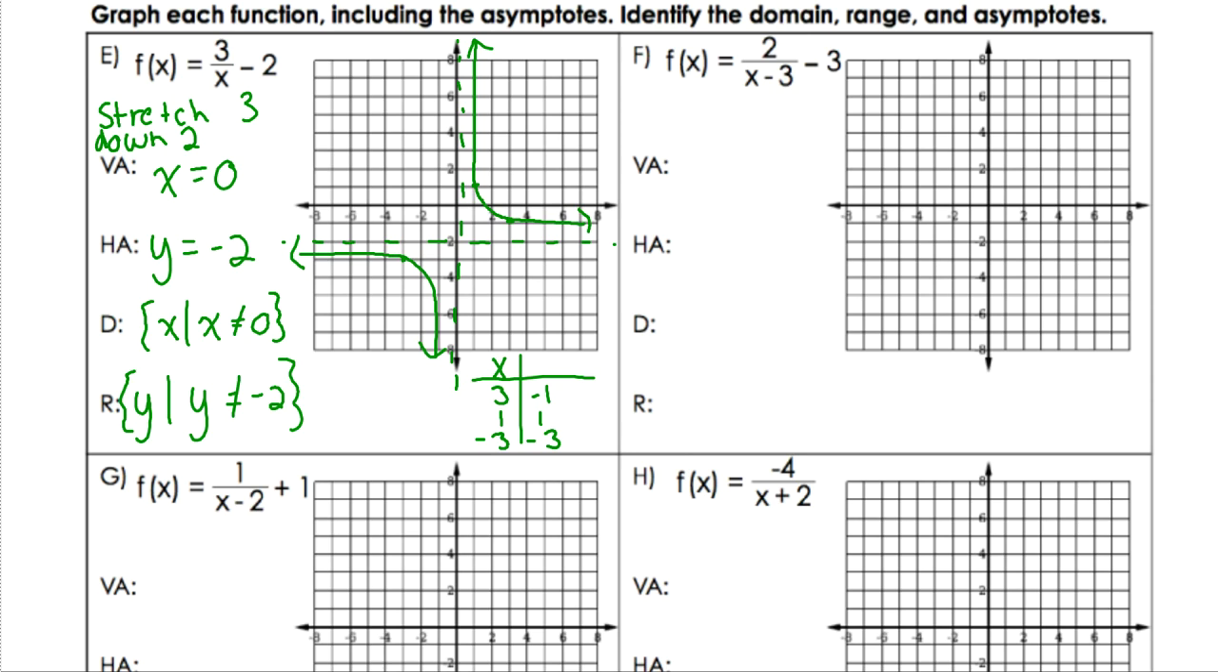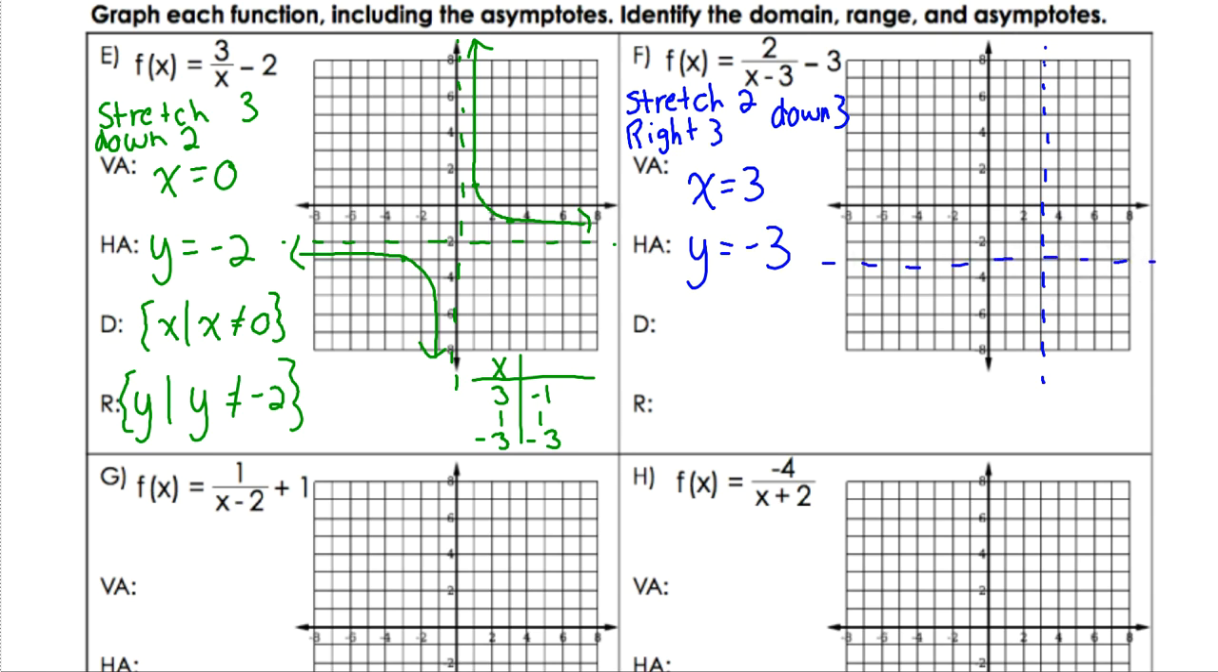All right, for graph F here, I can see that I have a stretch of 2 again in the numerator. I can see that I have a shift right 3 in the denominator. And I can also see that it's shifting down 3. So the shift right 3 is going to change my vertical asymptote to x equals 3. And the shift down 3 is going to move my horizontal asymptote to y equals -3. So I can graph those. X equals 3, y equals -3.